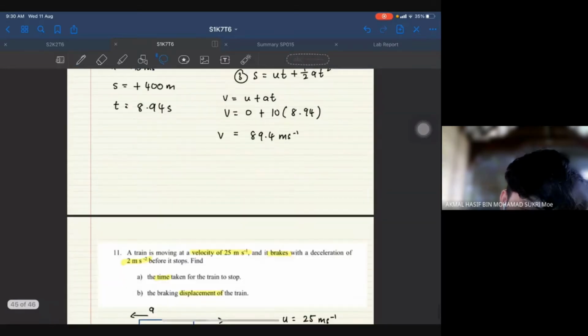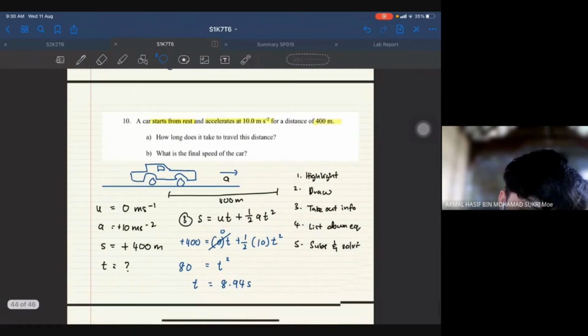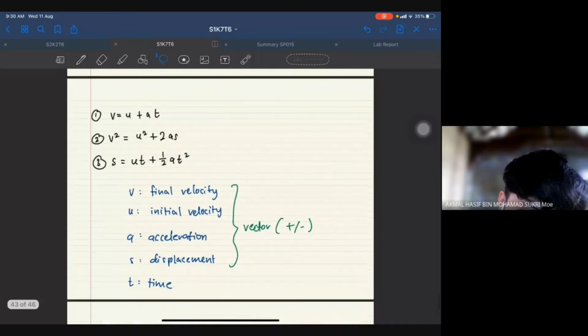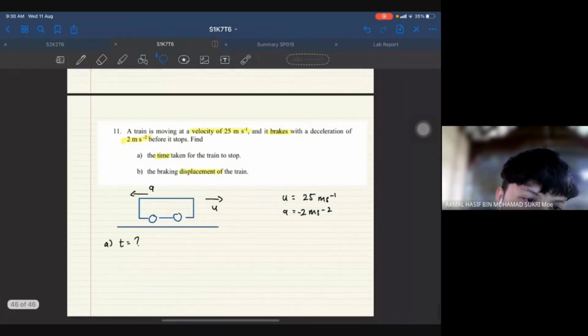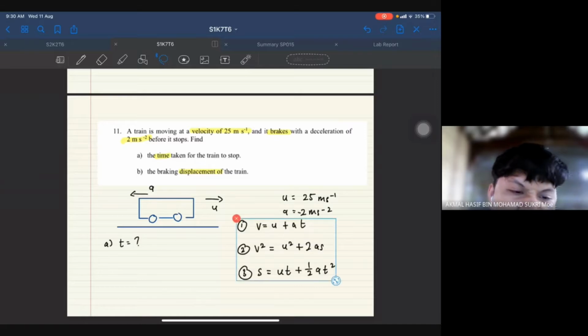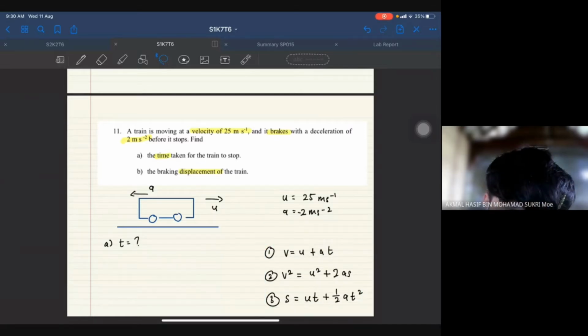So maksudnya apa? V equals to 0. Okay, V equals to 0. So that means final velocity is actually equals to 0. Sebab apa? Dia kata eventually the train will stop lah. Okay, so your V is equals to 0.